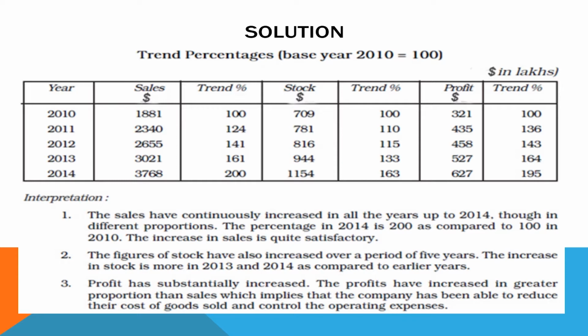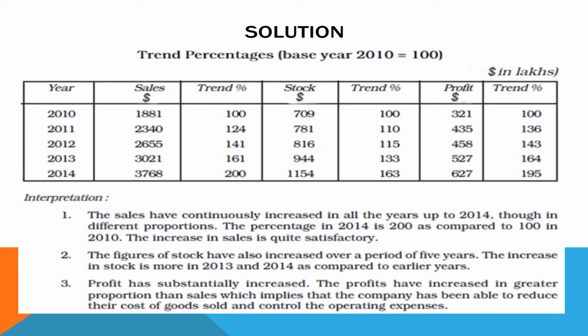Moving on to 2012, 458 will be divided by the base year, that is 321, multiplied by 100, which comes to be 143%. Again, we can calculate 2013 and 14 with the same formula. Now, as we have got the solution, what we are supposed to do is to interpret them.